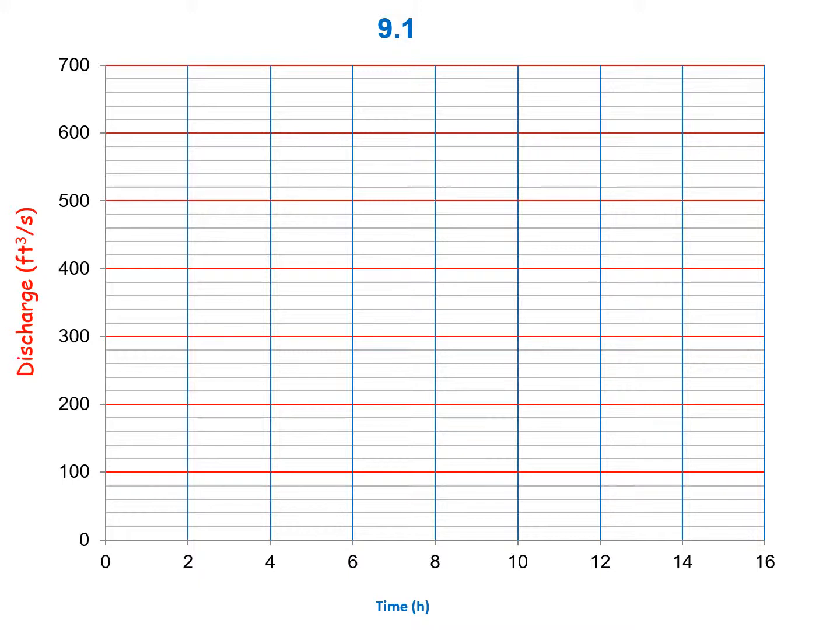The same paper that you see here, try to download from your D2L. You have three different PDF files. The first one is regular paper, and there is another one that is semi-log. After you download it, print it out, as you may need it for your exam as well. Try to find the flow rate for each hour and graph it. Stop here and graph it, and then play the video to see the result.